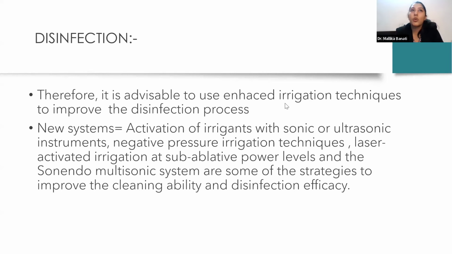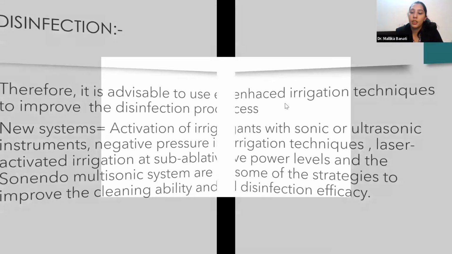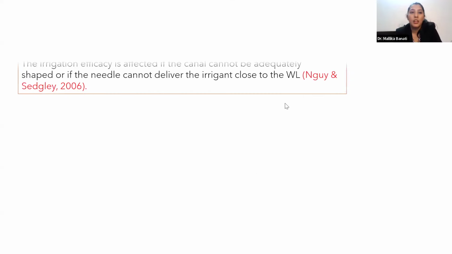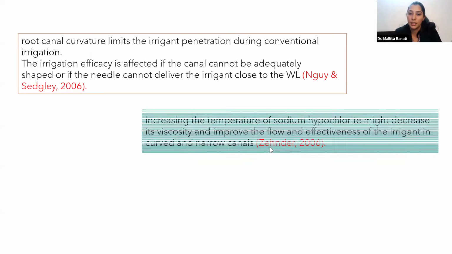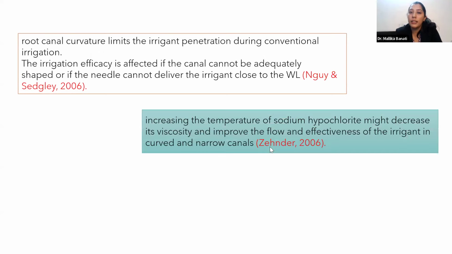New systems such as sonic, ultrasonic, now we have active pressure, negative pressure, all kinds of passive techniques as well. So the root canal curvature must be respected, and it limits the irrigant penetration during conventional irrigation. The irrigation efficacy is affected if the canal cannot be adequately shaped or if the needle cannot deliver the irrigant close to the working length. So a minimum of 1 to 2 mm short, the irrigant must be put.